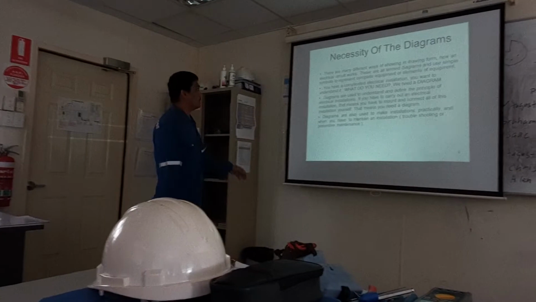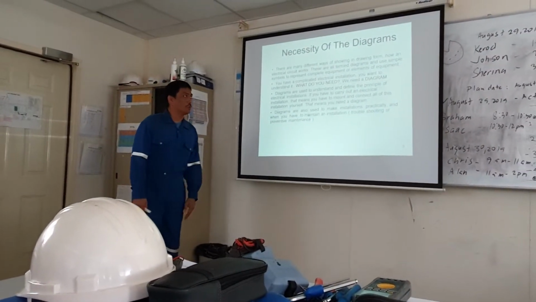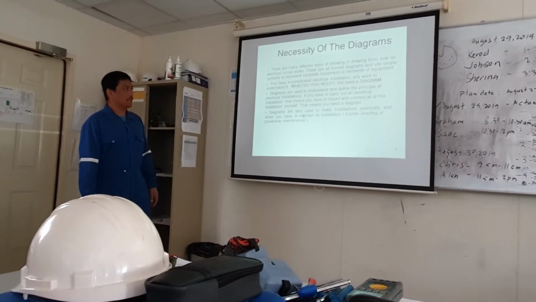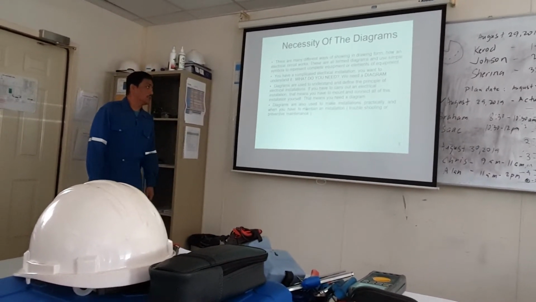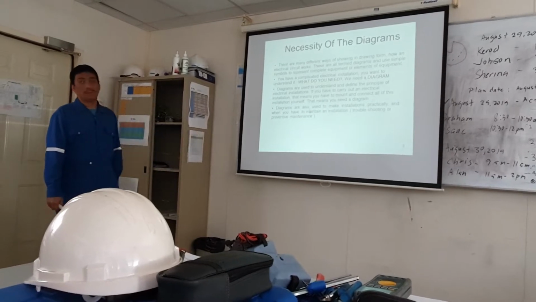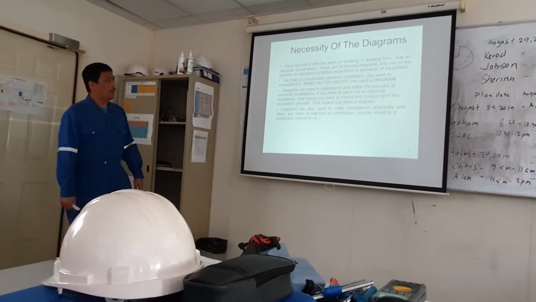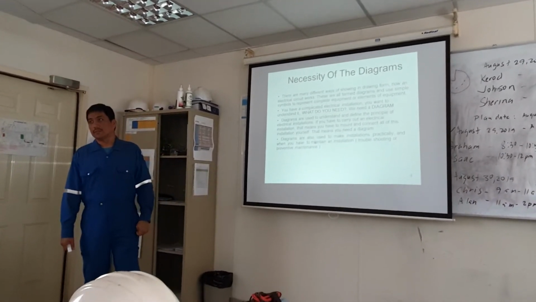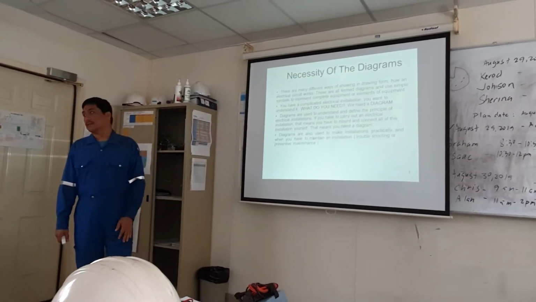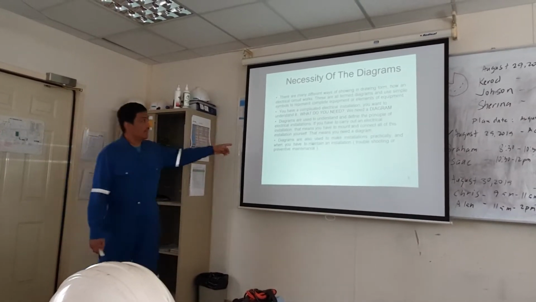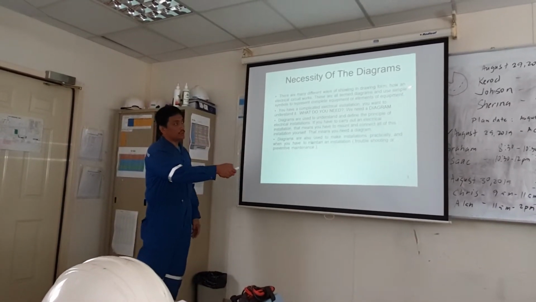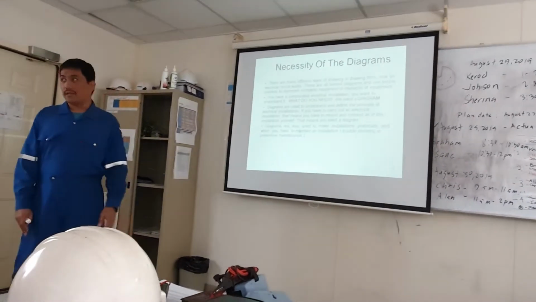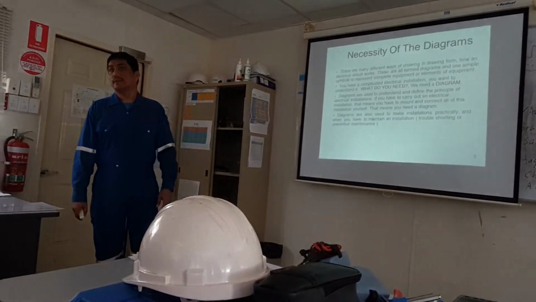Okay? So there are many different ways of showing in drawing form how an electrical circuit works. These are all termed diagrams and use simple symbols to represent complete equipment or elements of equipment. So complete equipment means like motors, UPS, inverter, rectifier. Elements of equipment, what could that be? Capacitor, transistor, diodes, wires. Okay.